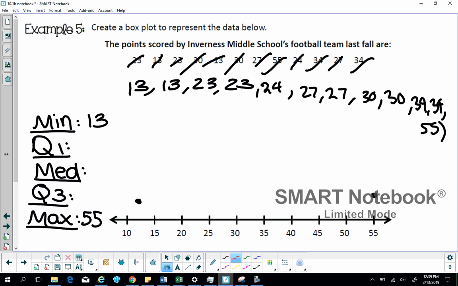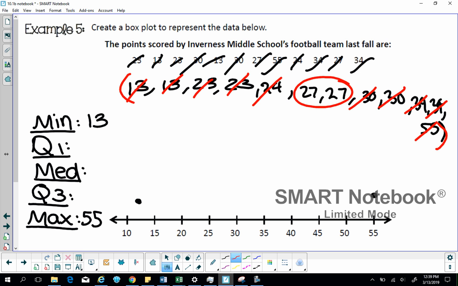So the next thing you're going to do is median. So we already did that. That's where we go 1 for 1. So I go 1, 1, 2, 2, 3, 3, 4, 4, 5, 5. There's 2 in the middle.